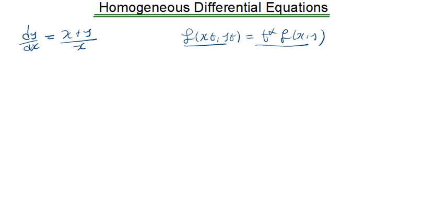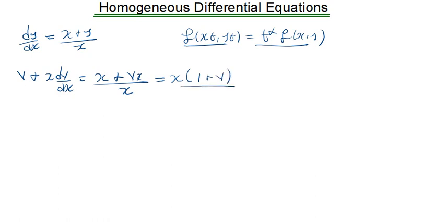So I know that my dy dx is just v plus x dv dx, equal to my x plus, where there's y I put vx, divided by x. I can factor out the x, that will be x times 1 plus v, divided by x. This goes and that goes. I remain with 1 plus v, so this v and that v can go. You observe that what you have is simply x dv dx equals 1.